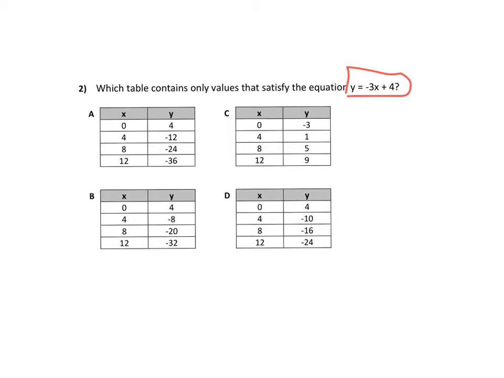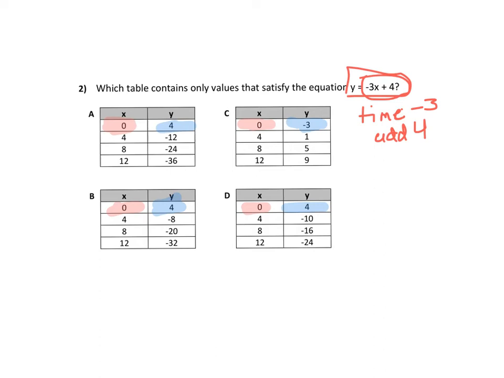So if I was going to write this rule out in words, I would say times negative 3, and then I'm going to add 4. That's the steps I'm going to take. Those are the rules. So let's actually go do the math. We notice that these tables each start with a 0 value in x. The good news is that they each start with a different x value. And so we can tell right away which one of these is probably going to be wrong.